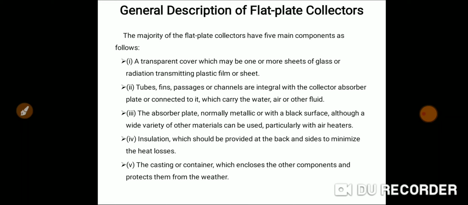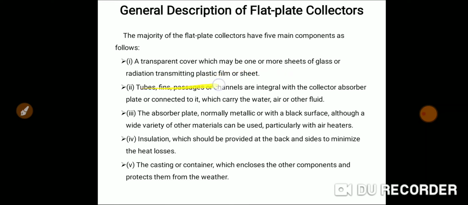Description of flat plate collectors. So flat plate collectors have 5 different parts. Number 1 is transparent cover. This transparent cover has one or more sheets of glass or radiation transmitting plastic films or sheet. So on the box of the flat plate collector we put a glass cover or plastic cover over this wooden box, that is called transparent cover.